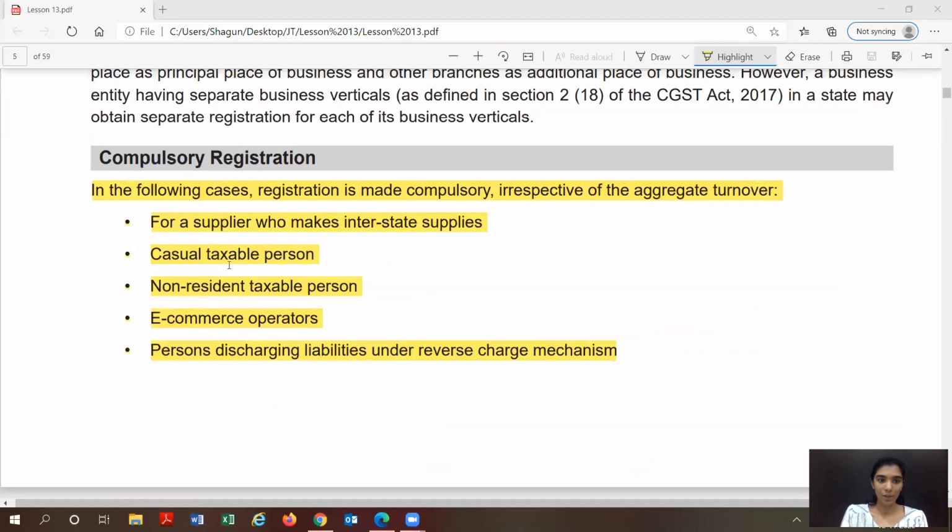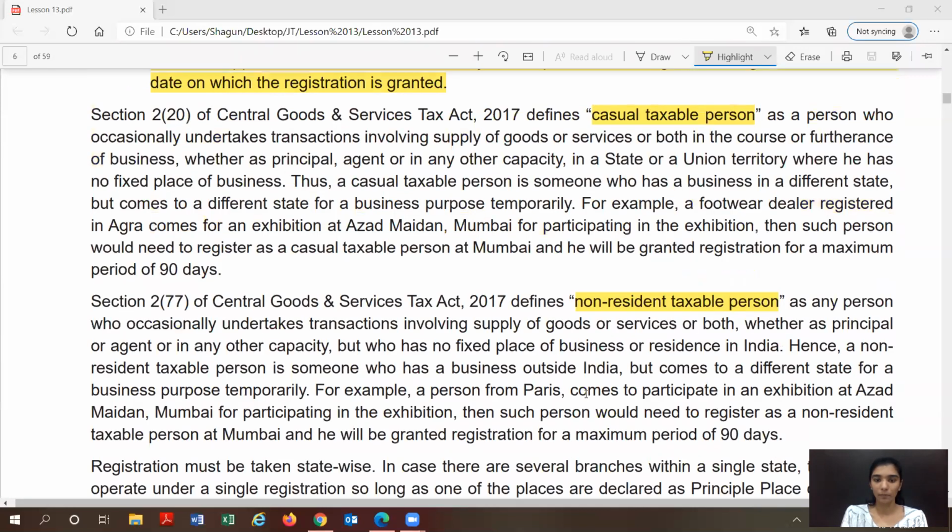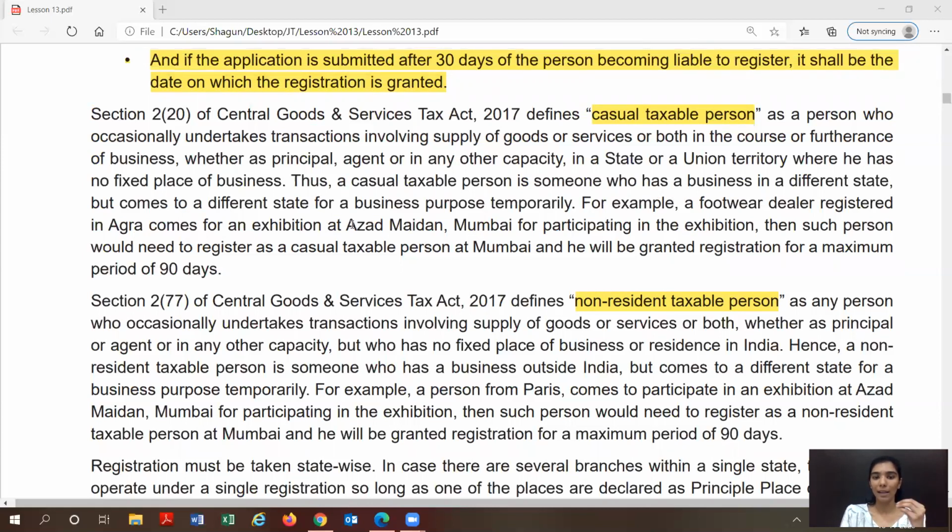Here there were two terms, casual taxable person and non-resident taxable person, who have to compulsorily obtain a GSTIN. Who are these? A casual taxable person means, for example, a footwear dealer who is registered in Agra and comes for an exhibition in Azad Maidan. His business is only footwear dealing, but he just comes for a certain time to Mumbai, and there he carries out some supply of goods and services. Then he will have to apply as a casual taxable person in Mumbai for a GSTIN number, and his GSTIN number will be valid only for a maximum of 90 days.